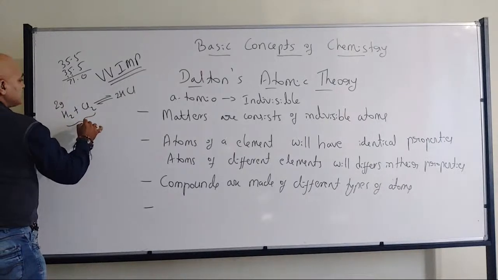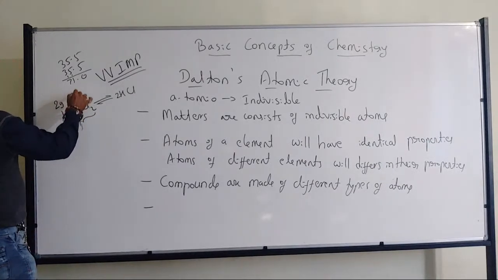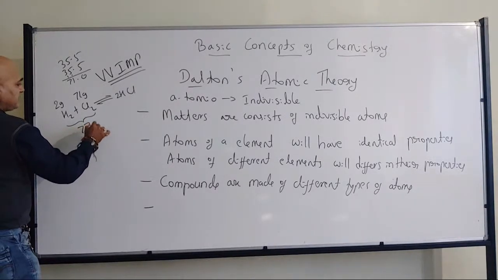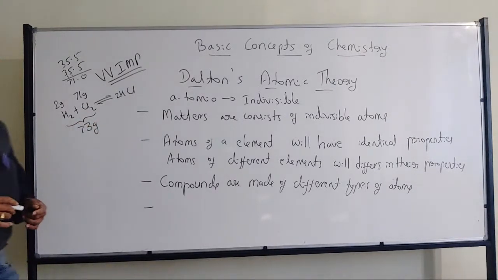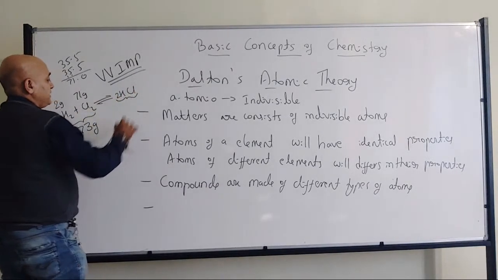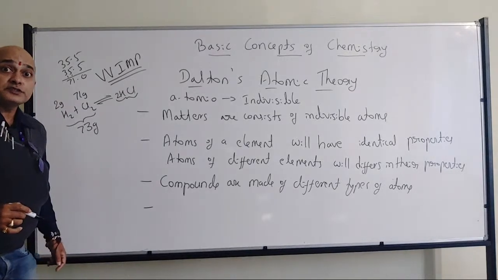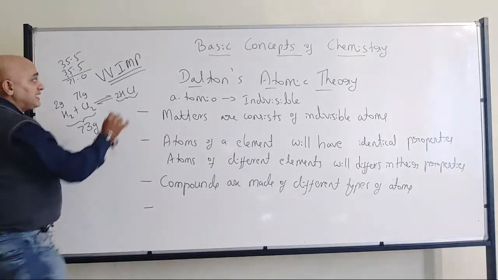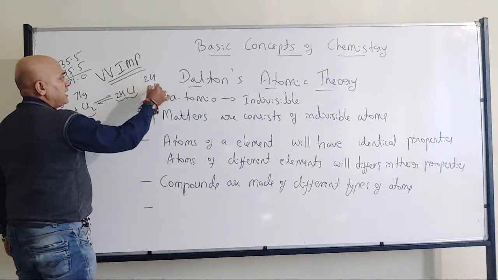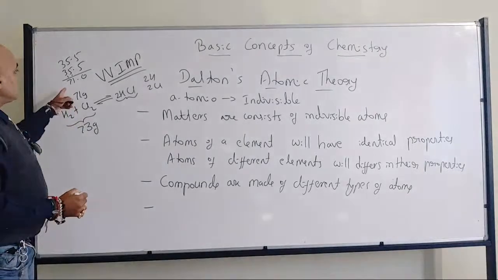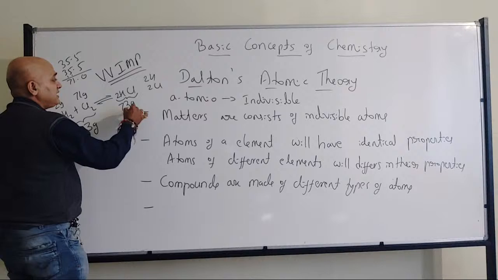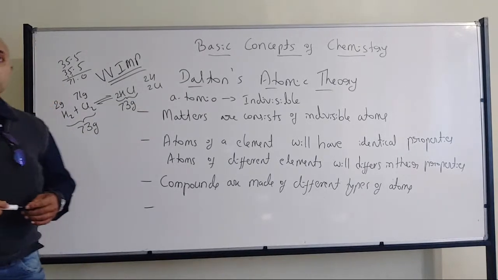So it will be 71. That means 71 grams. 71 plus 2, it will be 73 grams total mass involved on the reactant side. What about the product side? Product side also it should be the same. Here also 2 hydrogen and 2 chlorines are present, same as here. So therefore here also it should be 73 grams only.